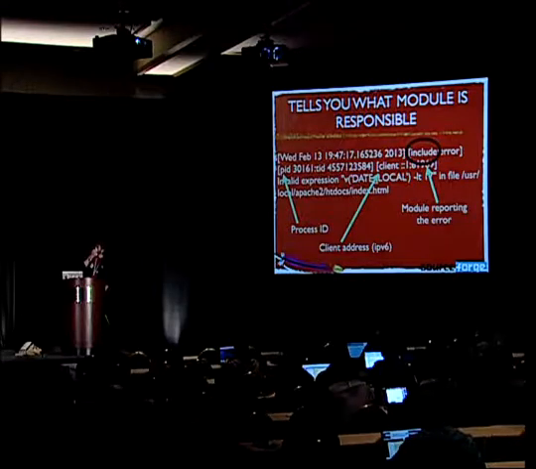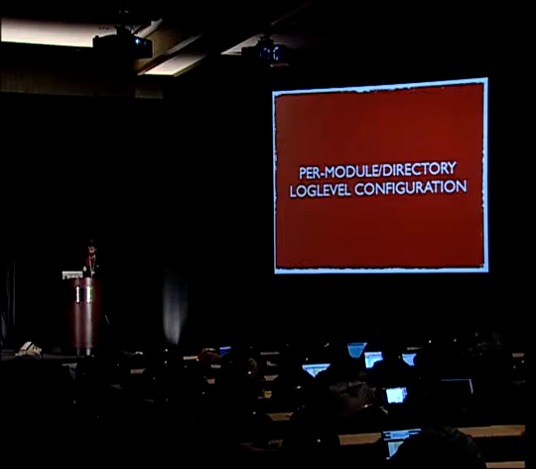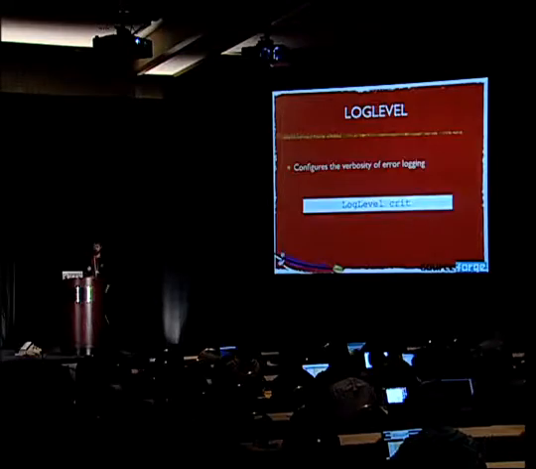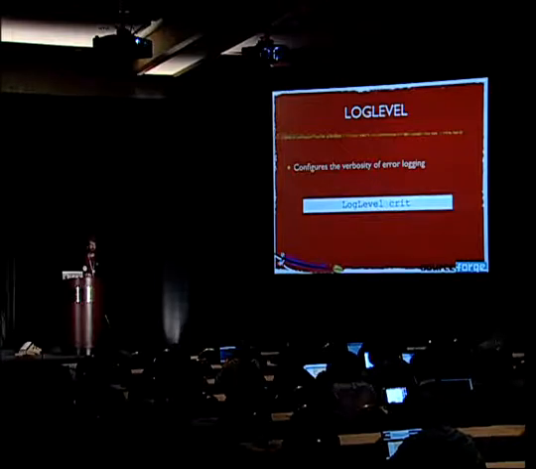Stating which module is responsible for it brings me to the next feature that is really compelling in 2.4, and that is the per module log level configuration. So here's how log level used to work: you specify the verbosity level at which you wish to have your log file. This can be anything from debug all the way down to, what's at the other end?